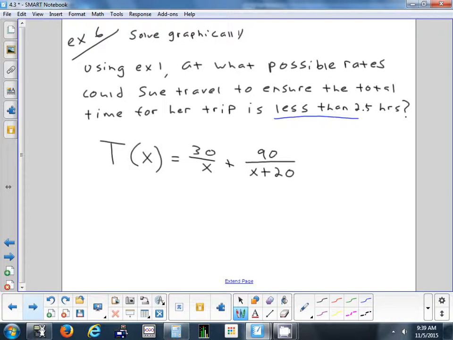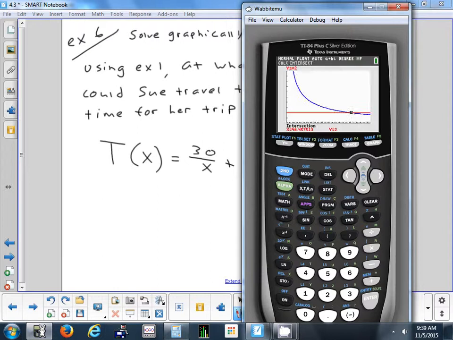So now, we're not looking for an exact time or an exact speed. We want to know if she wants to complete the trip in less than 2.5 hours, how fast does she have to drive? Well, we're going to find a certain speed, or she could go faster. So it's going to be any speed that we find or faster, to complete the trip in less than 2.5 hours. All right, so if you still got it typed in, just change 2 to 2.5.